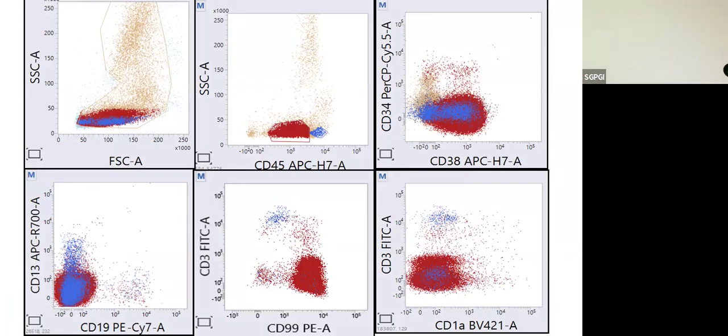I gate them out, and if I read CD38 moderate, negative for CD34, negative for CD19 and CD13. So it's not a B-ALL. It's positive for CD99, negative for CD3. So what is your impression? Whether it's T or not? It's negative for CD3.